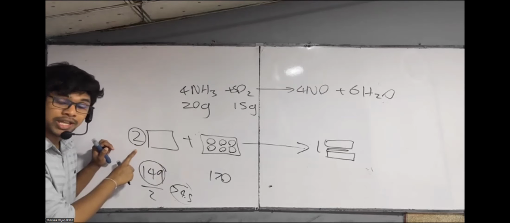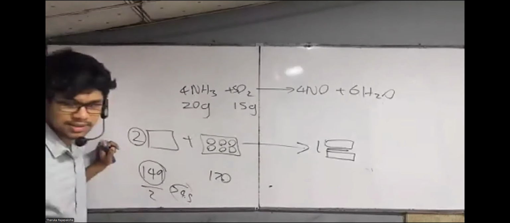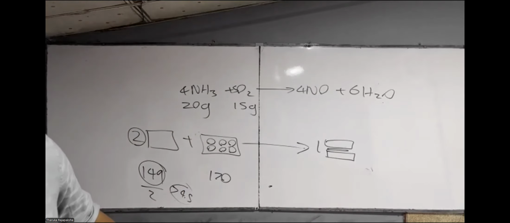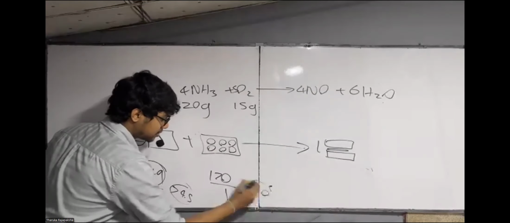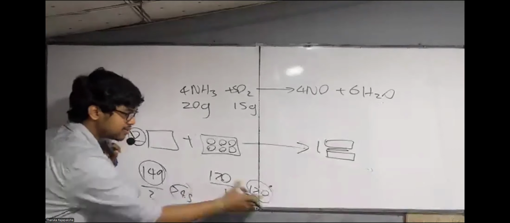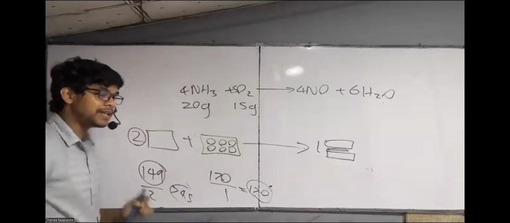You call this the stoichiometry. What do you call this? The stoichiometry. I talked about this in the class, in the tutor you had. And this one, 170 divided by 1, that is going to be 170 again. And we have to check which is the smaller number. This is the smaller number.